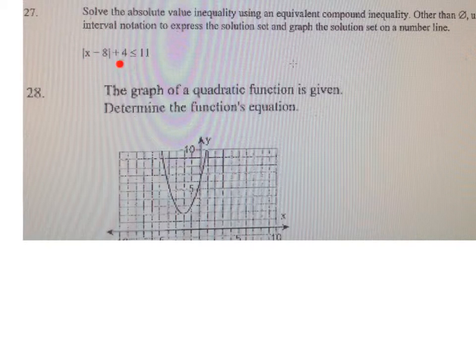So I need to subtract 4 from both sides. If I subtract 4 from each side of the equation, that will give me the absolute value of x minus 8 is less than or equal to 7.